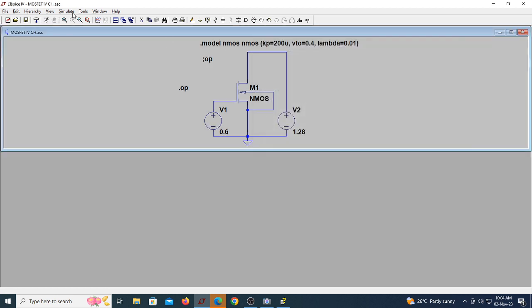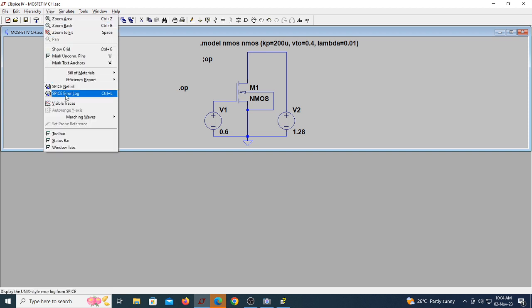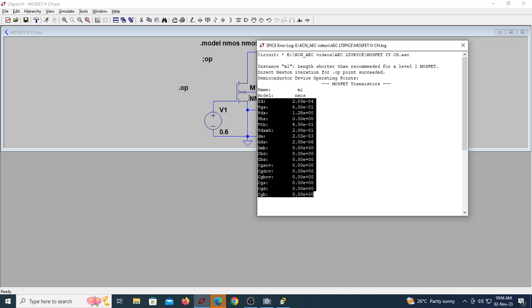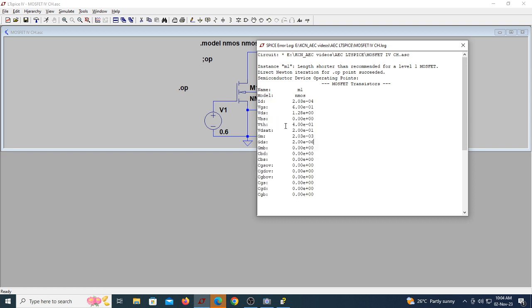One more interesting parameter: go to view and see this, here. This is in the error log. You will have all the parameters of the MOSFET encapsulated. You can see the approximate current is 2.03, that is 203 microampere. Can you see one more interesting thing, GM, transconductance, and one more parameter which is GDS. So let us try to find out what is this GM and GDS.